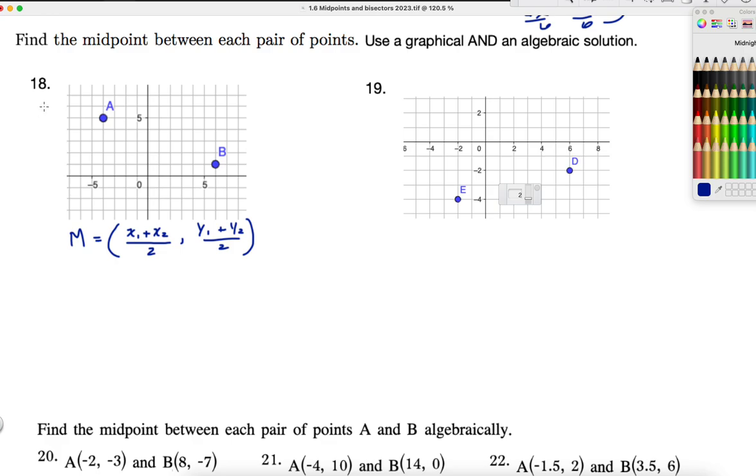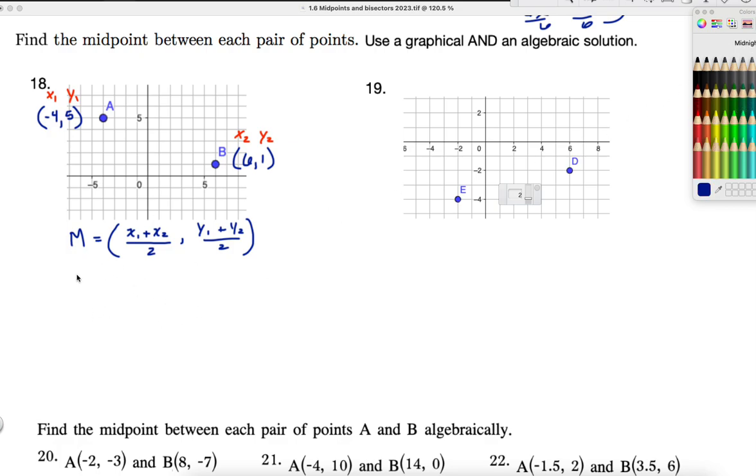And so let's label this point A right here. We're going 1, 2, 3, 4 to the left, so that's a negative 4 x value, and we're going up 5. And B, we're going over 6 and up 1. Okay, so I'm going to call my A point the first point. Doesn't matter which point is x1, y1. You just have to be consistent when you plug it in. So I'm going to call this my x2, y2. And now let's substitute everything in.